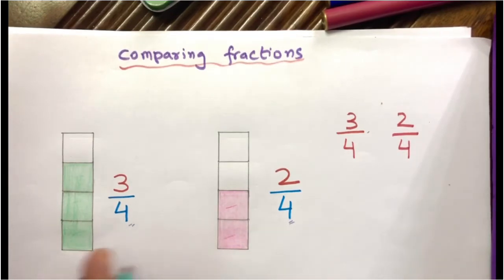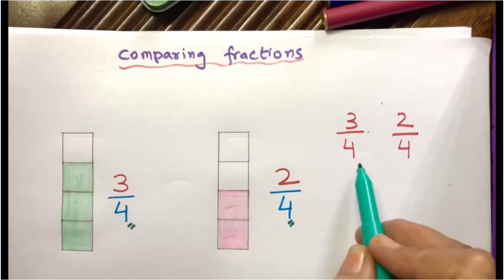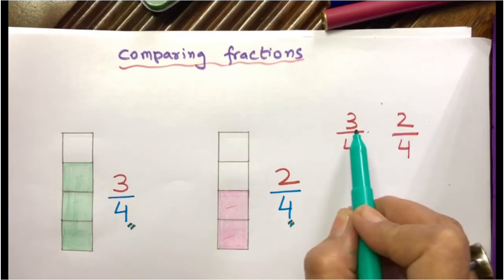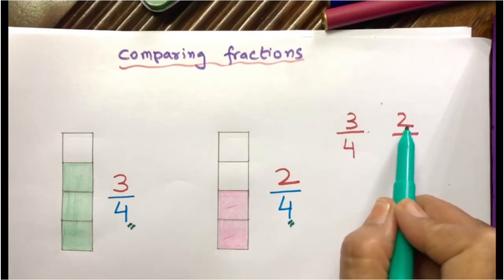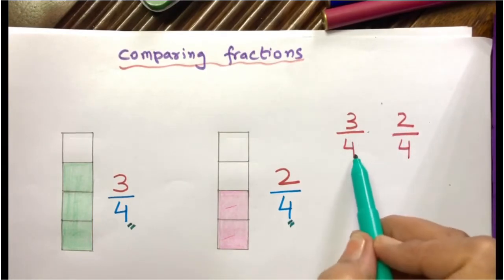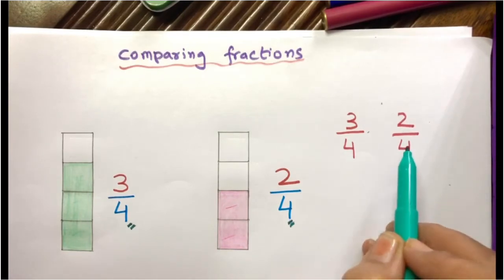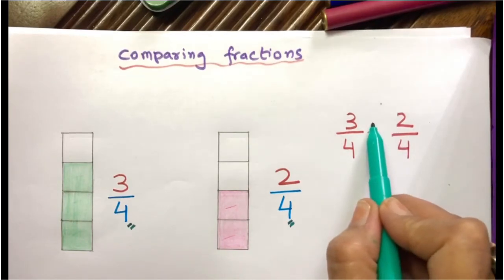Looking at the model, you can easily tell that this is the larger fraction. But another way is that we can compare these two fractions by noting the denominators. So what do we do when the denominators are same? We look for the numerator which is bigger. In this case, 3 is bigger than 2. So 3/4 is greater than 2/4. Okay. So we put a sign that 3/4 is greater than 2/4.